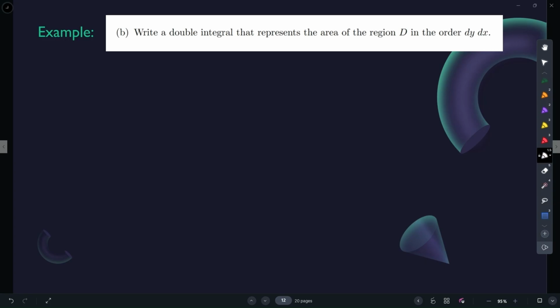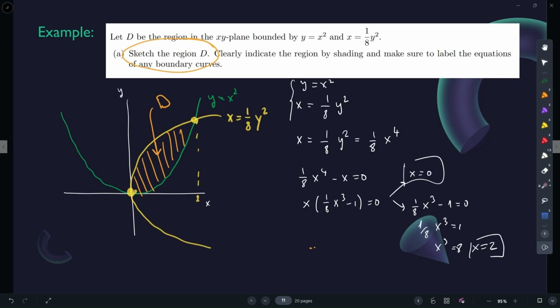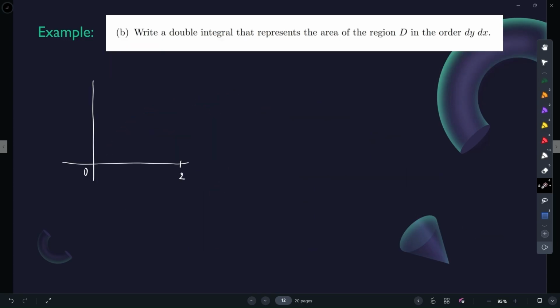Remember that the region we just found out looked like this. It was going up to x equals 2. Let me just remind you what the region looked like. So we have y equals x squared like this, and we have the other one, which is x is 1 over 8 y squared, which is, by the way, y is equal to the square root of 8x. And this is the region we're integrating over.